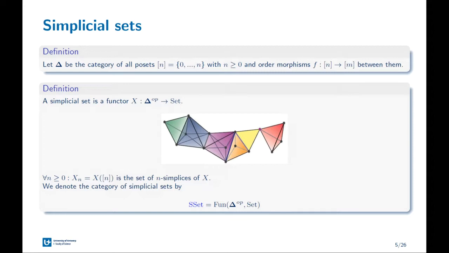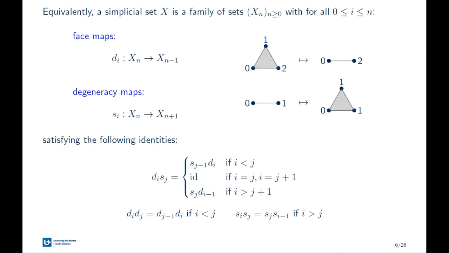Next, I'll denote the category of simplicial sets by sSet. So this is just a functor category. The objects are simplicial sets, and the morphisms are just natural transformations between these functors.